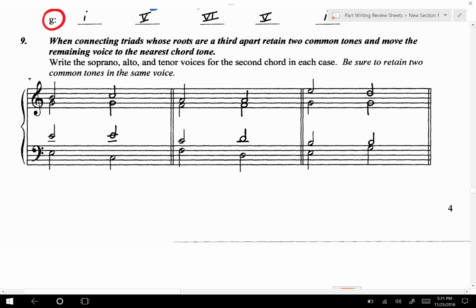Next, when connecting triads whose roots are a third apart, retain 2 common tones and move the remaining voice to the nearest chord tone. So, look at the first example. Right here, bass moves by a third. You'll have 2 common tones. Retain them in the same voice. Bass moves by a third. Figure out your triads. Figure out your common tones.